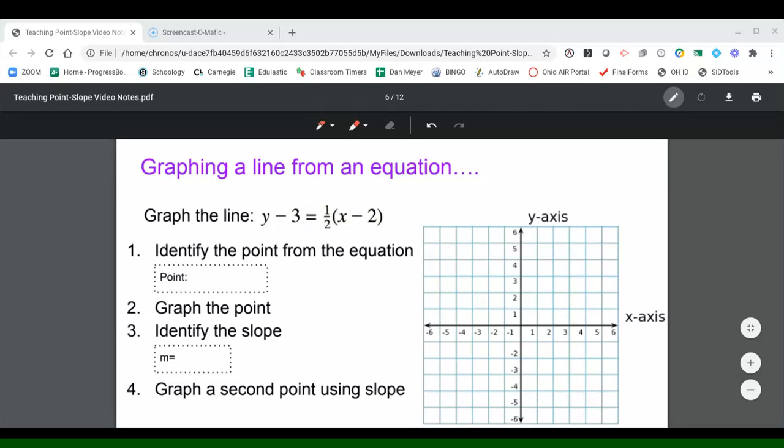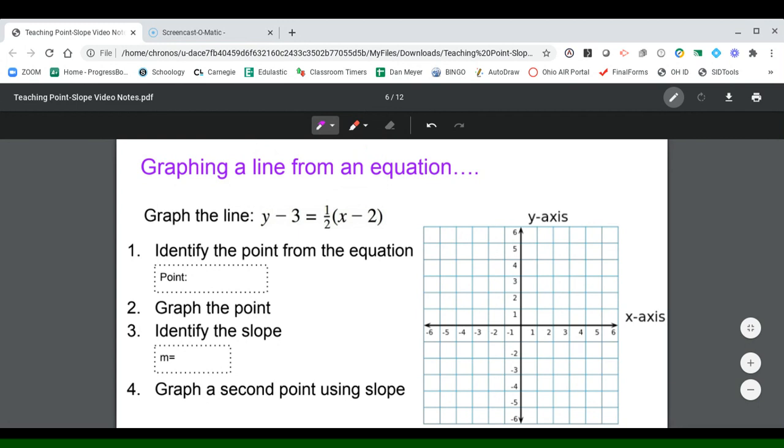For the second part of this lesson, we're going to learn how to graph a line when you're already given the equation in point slope form. So let's start with the first one. Graph the line y minus 3 equals 1/2 x minus 2. So identify the point from the equation.